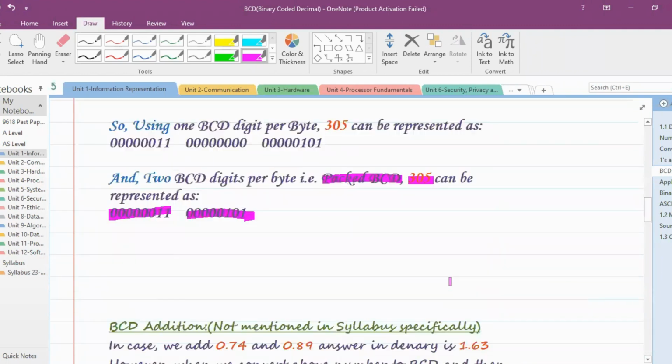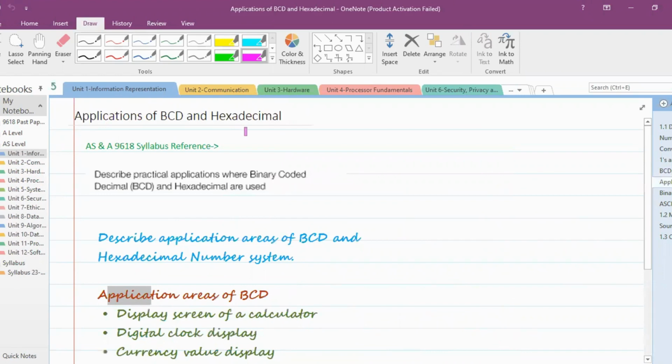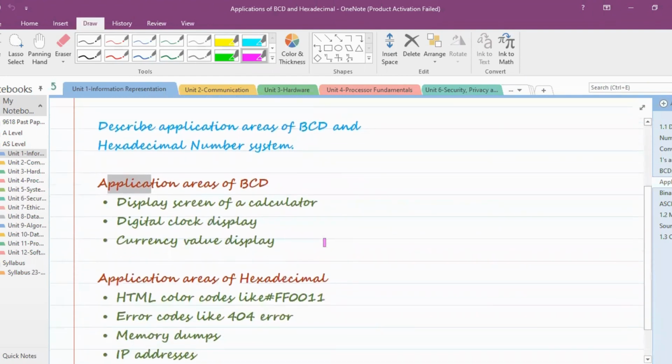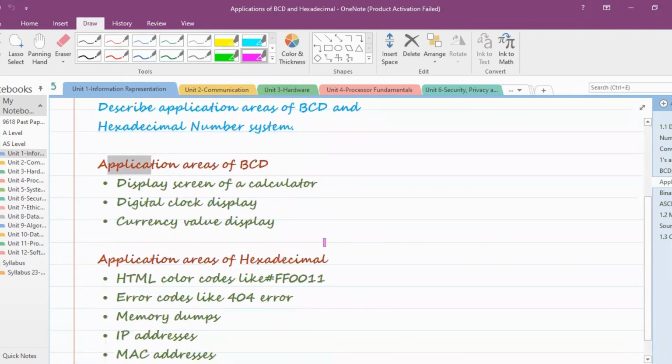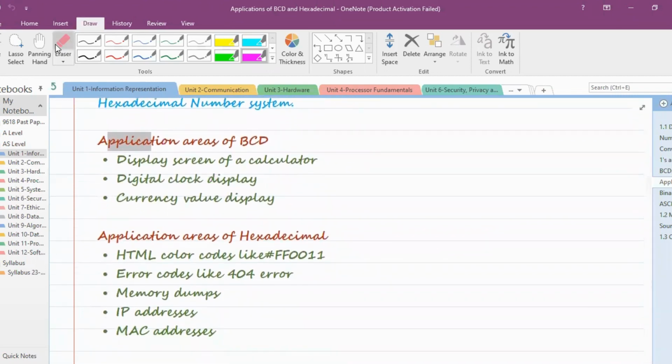All right, now, last but not least, we'll look at application areas of BCD and hexadecimal. Syllabus reference: describe practical applications where BCD and hexadecimal are used. Very simple question, and you get a 1 or 2 marker question based on this topic. So the question is, describe application areas of BCD and hexadecimal number system. Firstly, we'll look at BCD application areas.